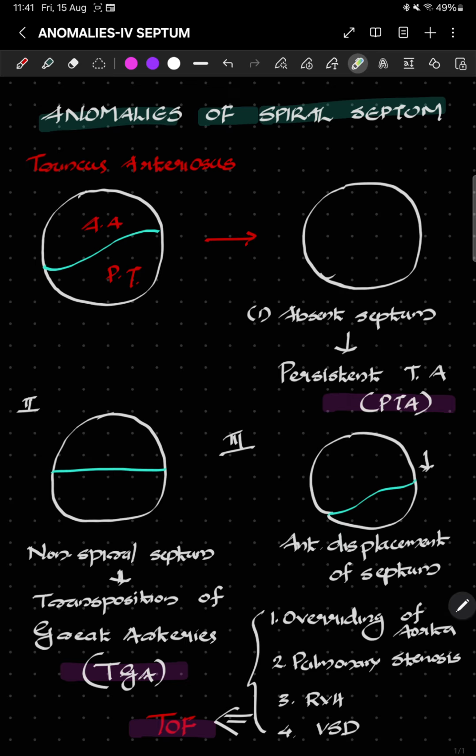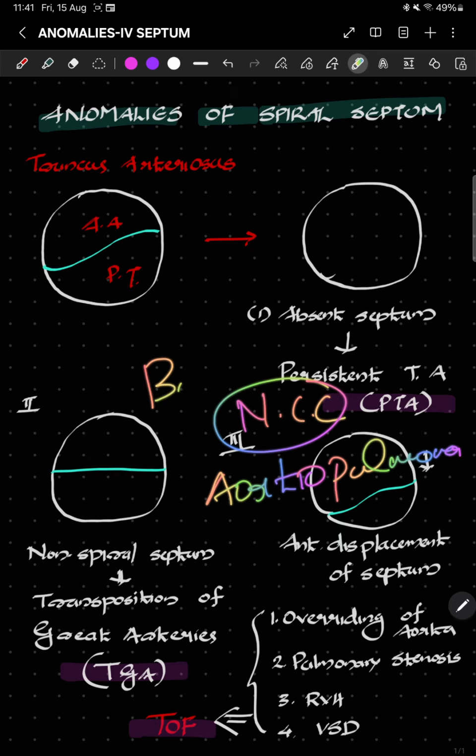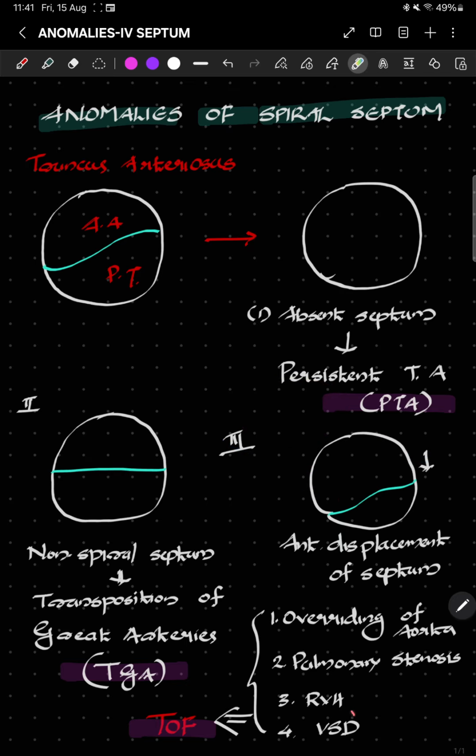And we all know that the aorticopulmonary septum develops from the neural crest cells, and the bulbar part also arises from the neural crest cells. So there will be an associated ventricular septal defect. All these conditions, overriding of the aorta, pulmonary stenosis, right ventricular hypertrophy, and the ventricular septal defect, together are known as the tetralogy of Fallot.